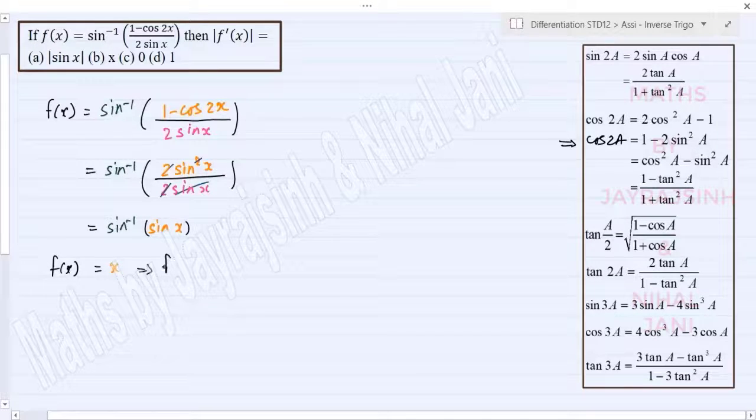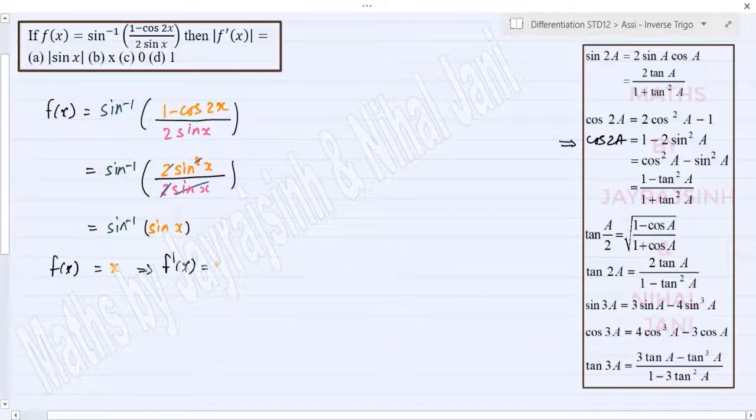So your f(x) is simply x. So we can say your f'(x) is the differentiation of x, or we can say 1. So your mod f'(x) is also 1, which is in option D. Ta-da!